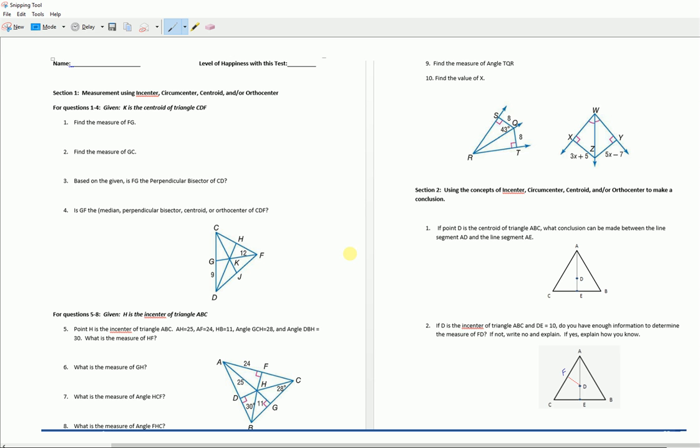This video is for the answers to the Chapter 5 test in geometry. So here we go. Let's see. We're going to start on page 1, and we started with this picture here.